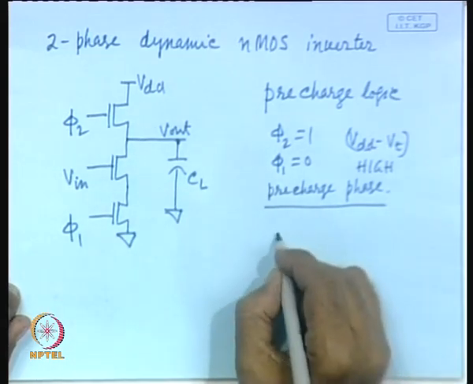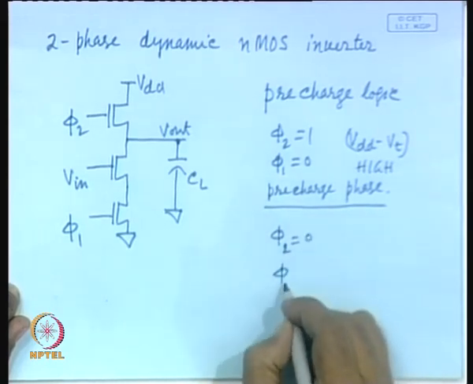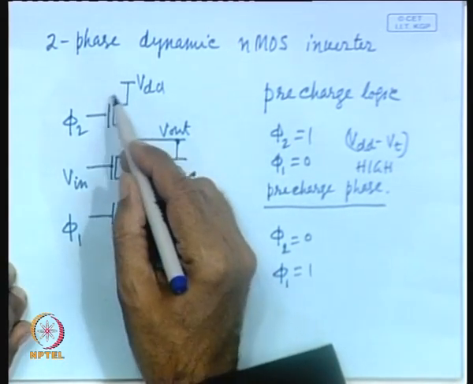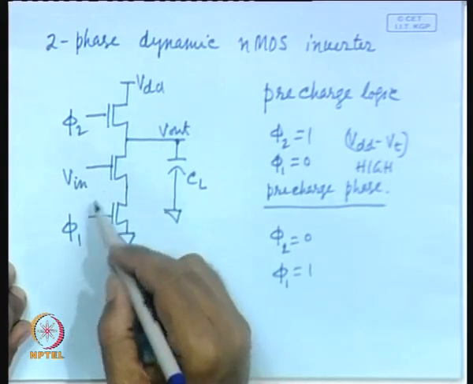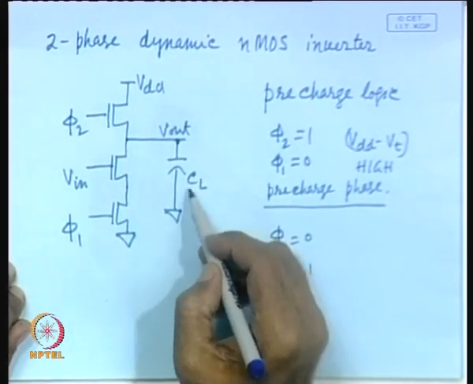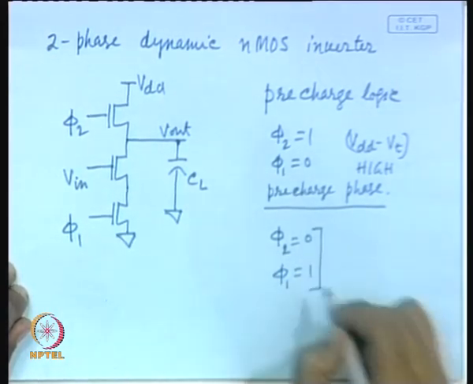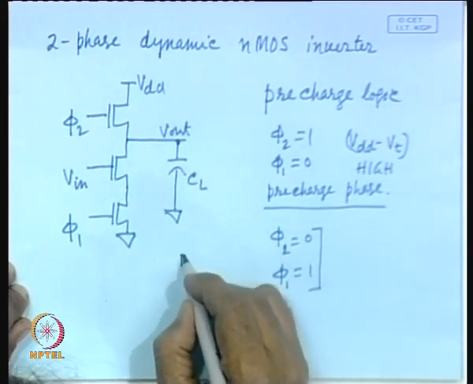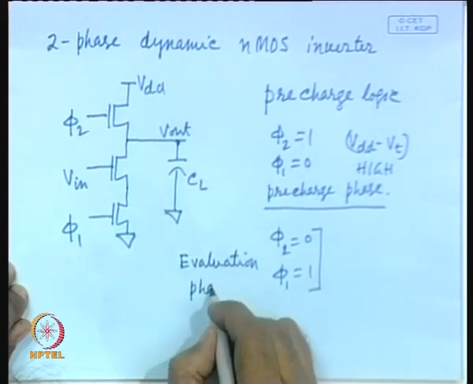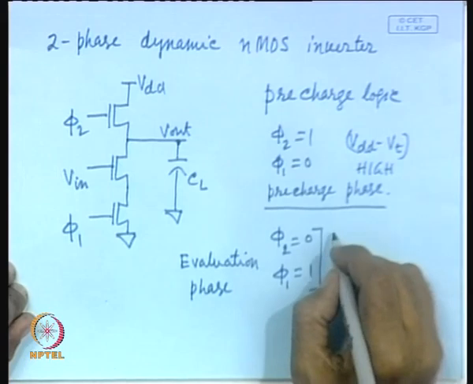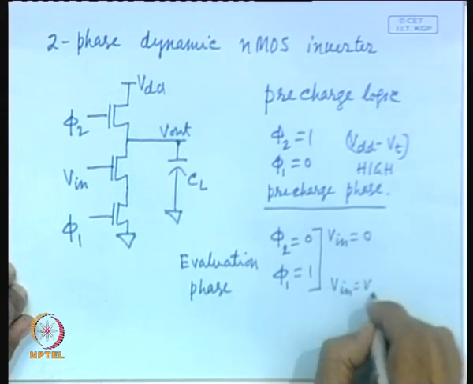Now, whenever it switches to phi 2 equal to 0 and phi 1 equal to 1, in this condition, this transistor is off and this transistor is on. When this is so, what will happen to this capacitor? Depending on V in, now you can have two conditions. This is known as evaluation phase. In this evaluation phase, there are two possibilities. One possibility is that V in is equal to 0, and another possibility is V in is equal to VDD.